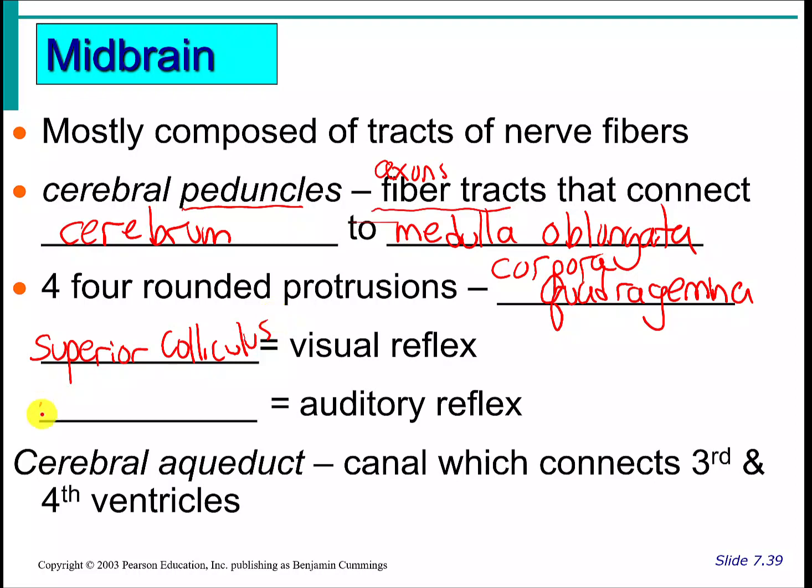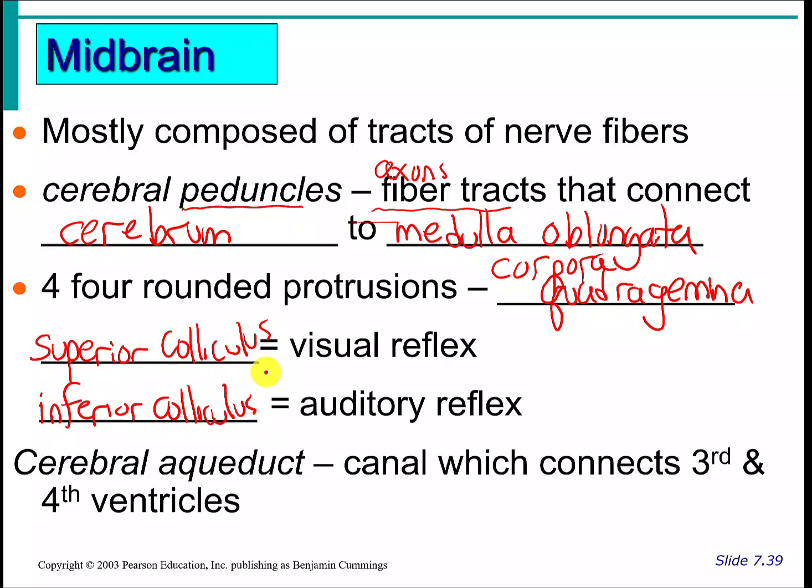The inferior colliculus is an auditory reflex. And an example of that would be if you were in a classroom and someone at the back of the classroom shouted fire, you would automatically turn around and look at that person. So that's a reflex. It's involuntary and it's rapid. And in this case, you're responding to an auditory stimulus.